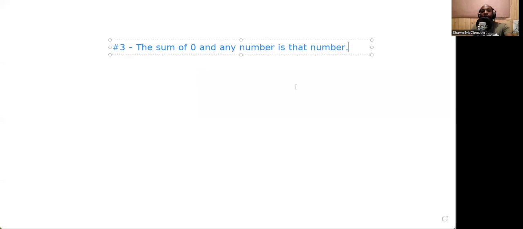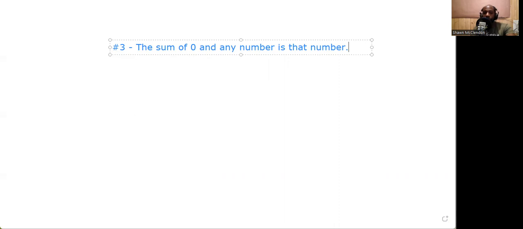All right, the next one is as follows. This says the sum of 0 and any number is that number. So that's pretty self-explanatory. 0 plus anything is that anything. 0 plus 1 is 1. 0 plus 2 is 2. 0 plus 48,096 is 48,096. That's pretty easy. So we'll just keep that one going because that's pretty self-explanatory.